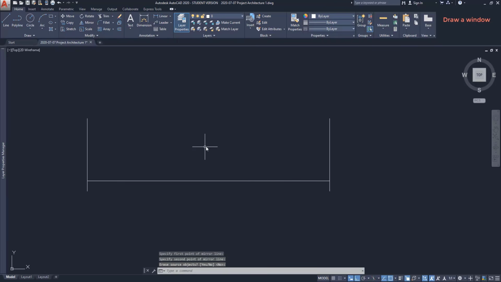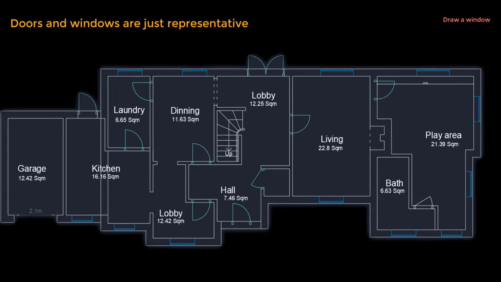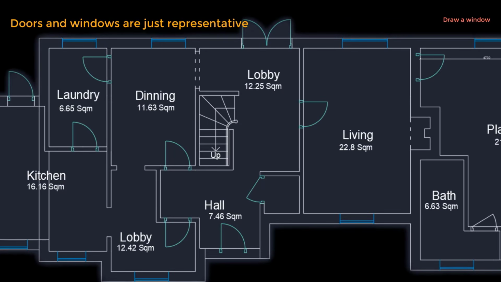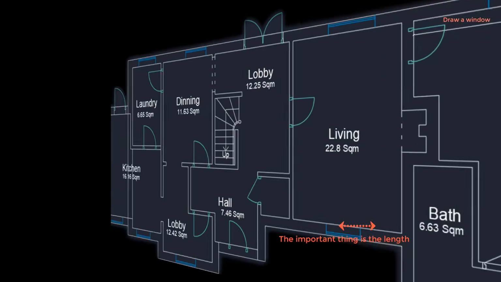For the remaining object, I'm going to offset the horizontal line with a distance of 50 mm. I click on it and copy it above. Now, an important information. Windows and doors are usually representative elements of the floor plans. The important thing is that the size of the gap to place them is correct.